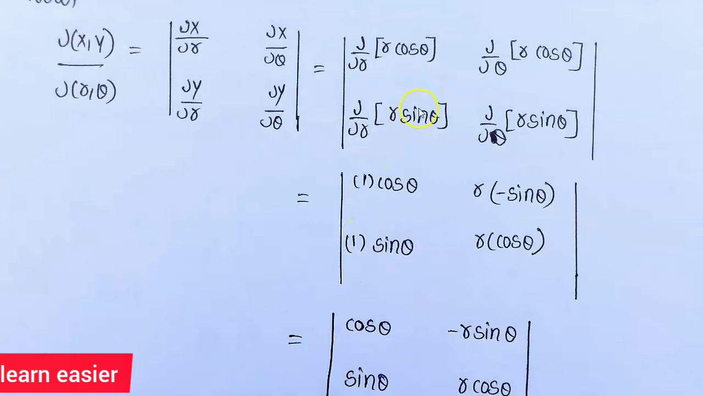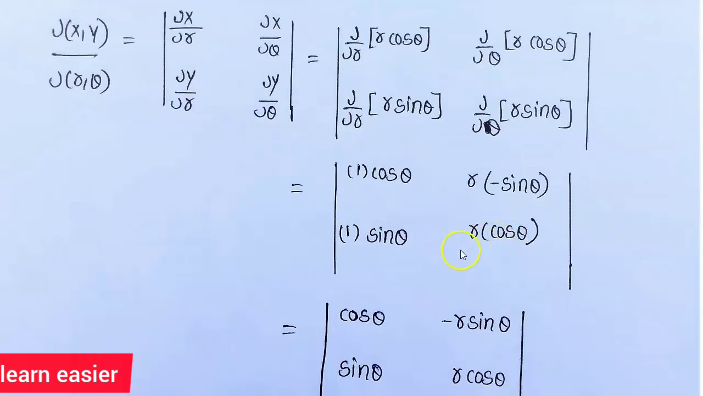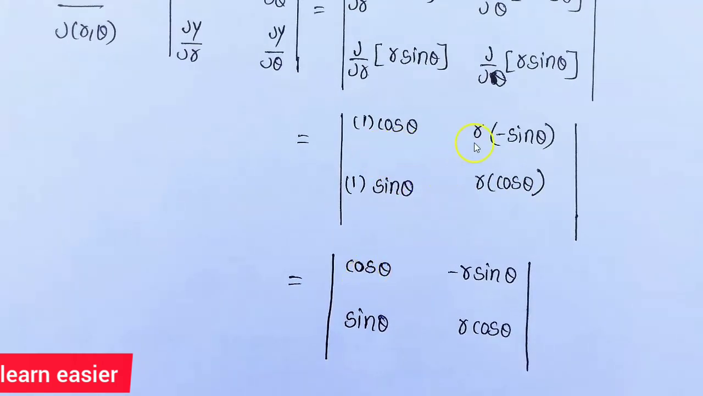So derivative of r is 1, and since here we are differentiating with respect to r, theta is considered as constant. So 1 into sin theta is here. And derivative of sin theta is cos theta, and r into cos theta, because here we are differentiating with respect to theta, so r remains the same because it is considered as constant. So 1 into cos theta is cos theta. Here r into minus sin theta is minus r sin theta, and here 1 into sin theta is sin theta, and here r into cos theta is r cos theta.